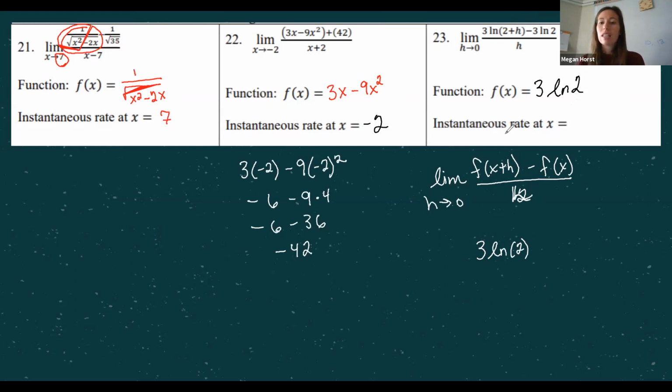And it says instantaneous rate of change at x equals... Oh, my apologies, let me back up. 3 ln x. We're evaluating this function when x equals 2, because where the x would be is where the 2 is. So this would be 3 ln x, and we've replaced that with a 2 because we're evaluating it when x equals 2. So that one's kind of like a hybrid between the definition of the derivative and the alternate form.